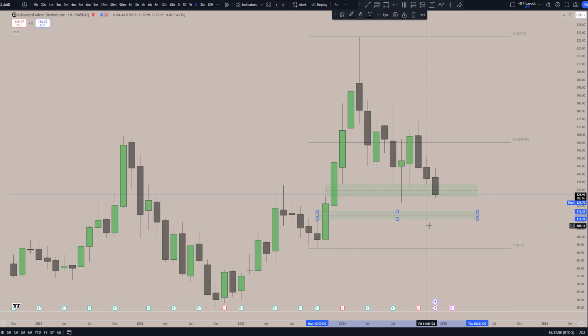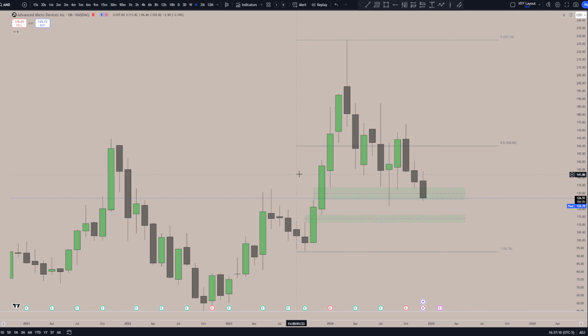Balance price range, yes. We've essentially just traded through the fair value gaps there, right? And we're utilizing this one.